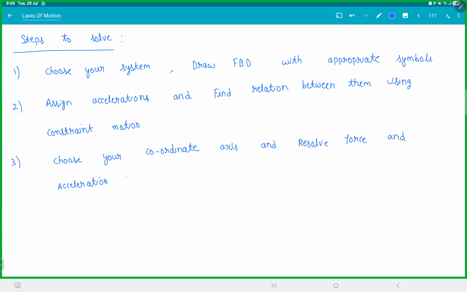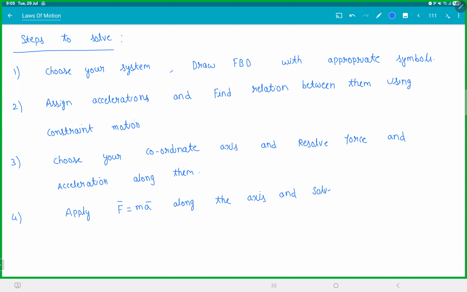This is from vectors, resolving components. Generally, mass remains constant. So you can apply F is equal to m a bar along the axis. This is Newton's second law of motion. And solve. That's it. You know each and every step.